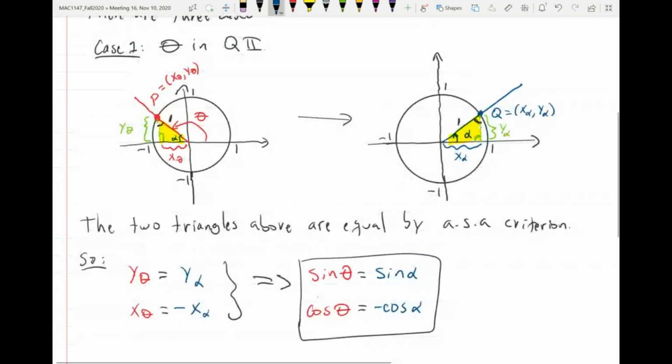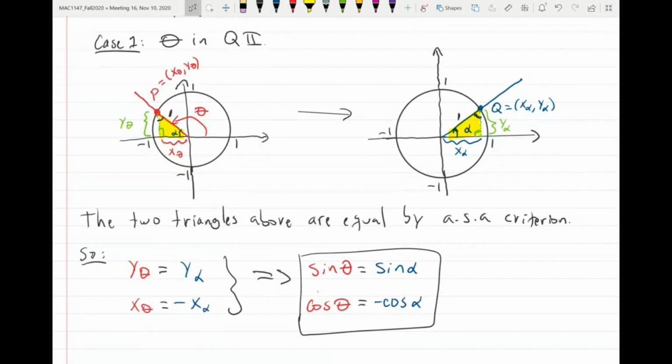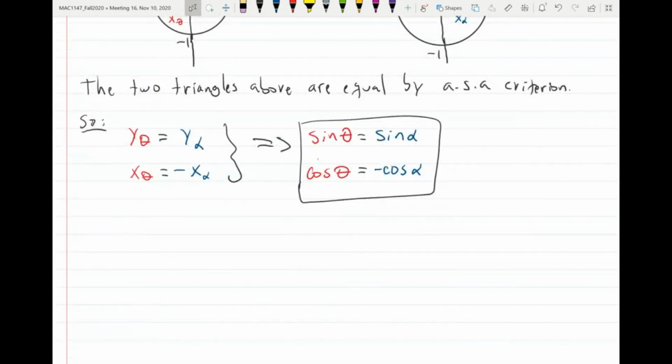So what's the relationship between sine and cosine of an angle and its reference angle? Well, in absolute value they are the same. It's just that they may differ by a sign. One could be positive, the other one negative, but in absolute value, the two values are the same. Sine of theta is sine of alpha, cosine of theta is minus cosine of alpha. All right, so let's do something similar now, quadrant 3. I'm going to leave quadrant 4 for you as homework, but I'm just going to list the result for quadrant 4. Quadrant 4 is very similar to what we did here in quadrant 2.